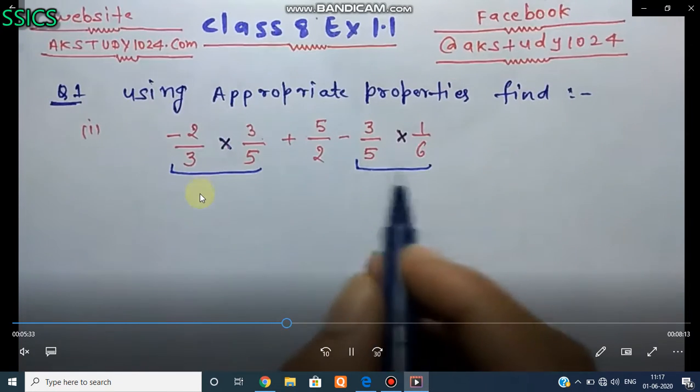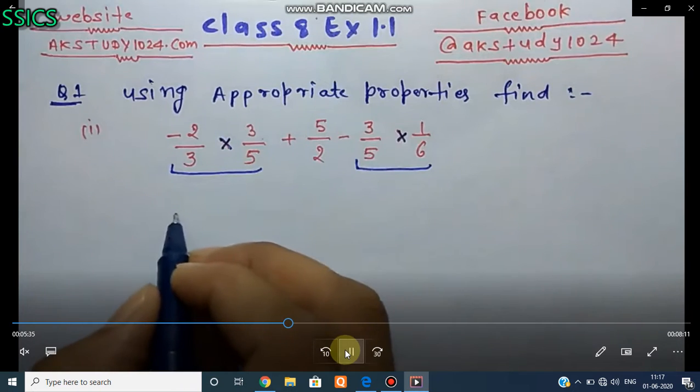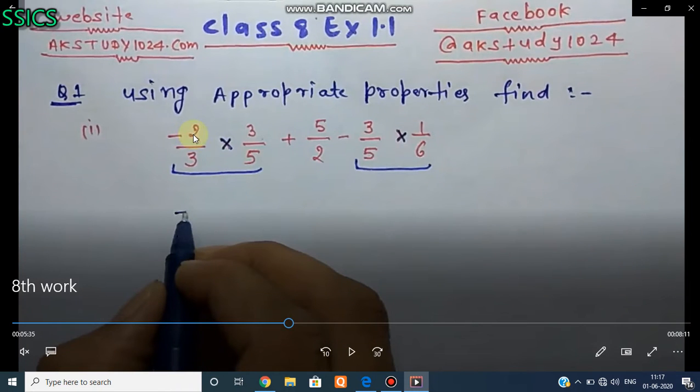Here is -2/3 into 3/5 plus -5/2 minus 3/5 into 1/6. Students, I grouped these two and these two, because in these two terms 3/5 is a common factor.